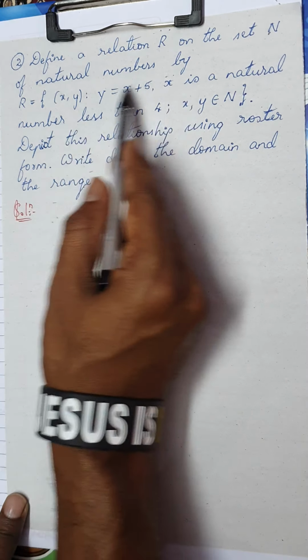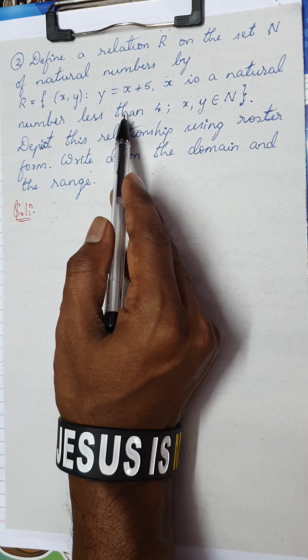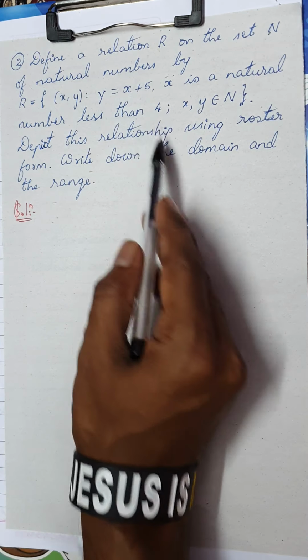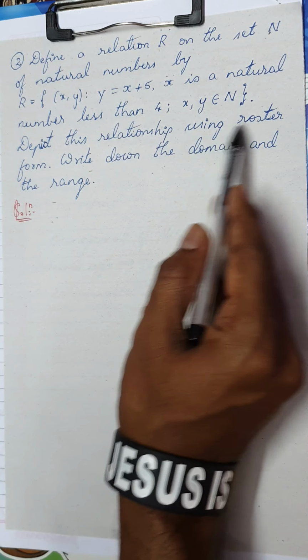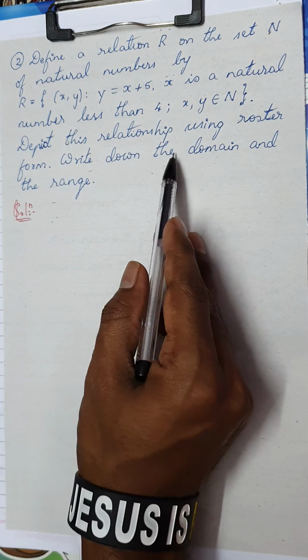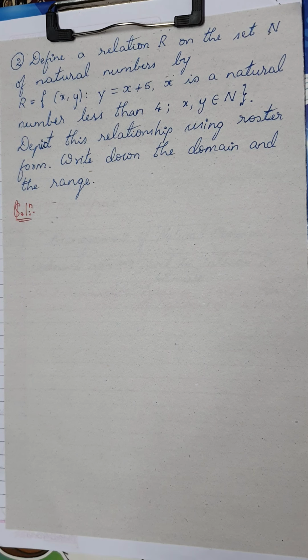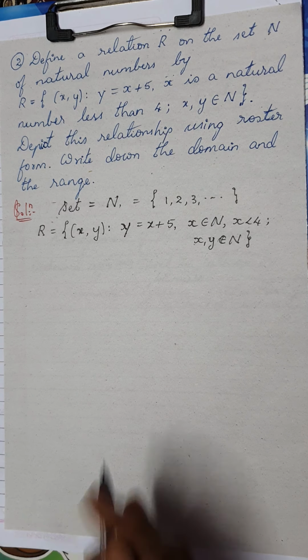This is actually the rule form. We know two ways of writing a set: roster method and rule method. He has given the rule method, that is the set builder method. You have to write it in roster form and write down the domain and range. So you can see here only domain and range is asked. So let's start our solution.